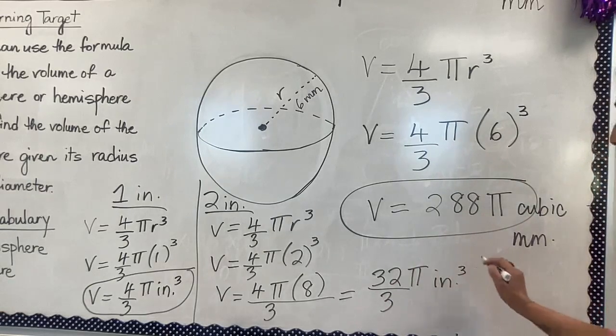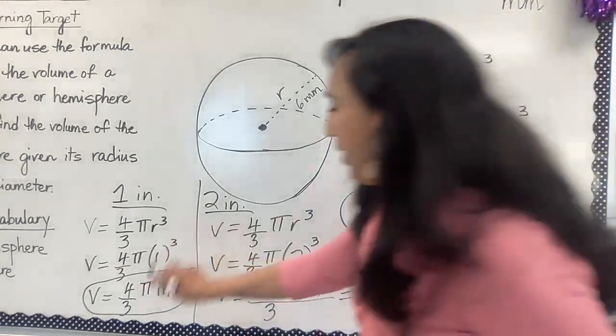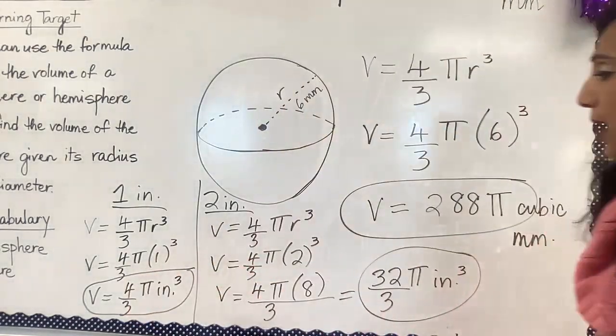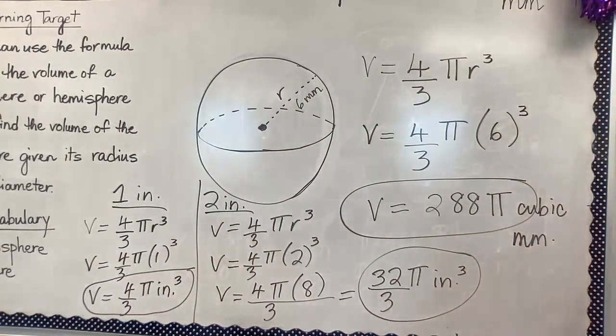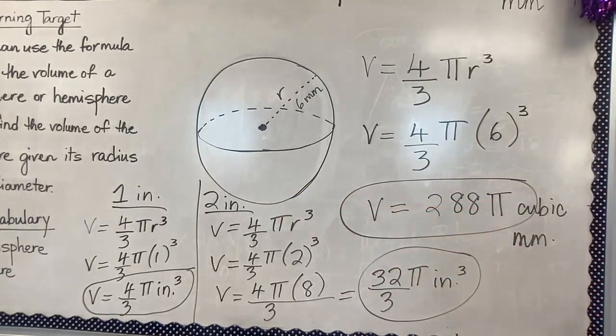So this is what happens when I double it. It was 1 inch, it was 4/3 pi, and when I doubled it from 1 to 2 inches, it's 32 over 3 pi inches cubed. So the volume of a sphere with a radius of 2 inches is 8 times greater than the volume of a sphere with a radius of 1 inch.